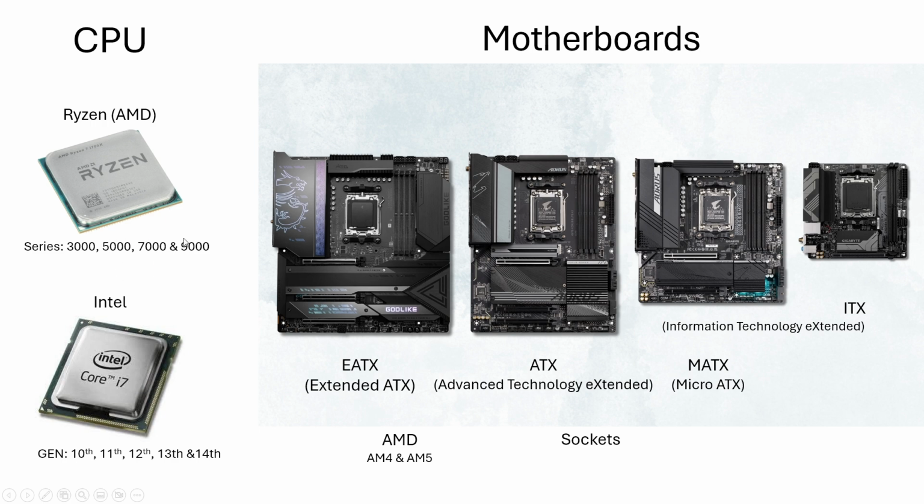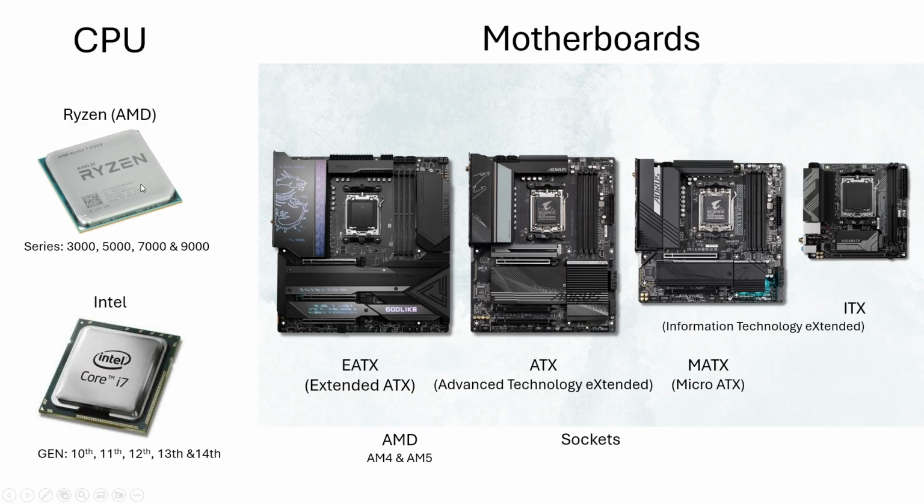And same thing for the 7 and 9000 series. They use an AM5. So if you buy a motherboard that has an AM4 socket, then you won't be able to use them. And that's the big thing, is compatibility. If you don't have the compatibility for your motherboard and your CPU, you're going to waste your money.